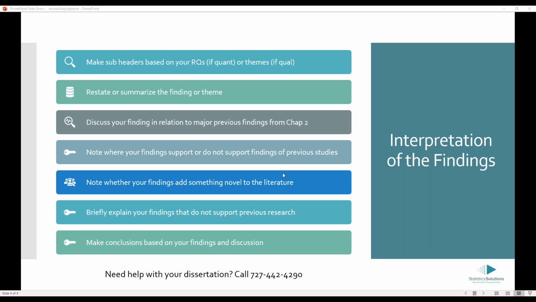Okay, do not make conclusions. Again, that's the core of the chapter, really. And again, it involves bringing in the other research to see how your findings confirm or do not confirm.